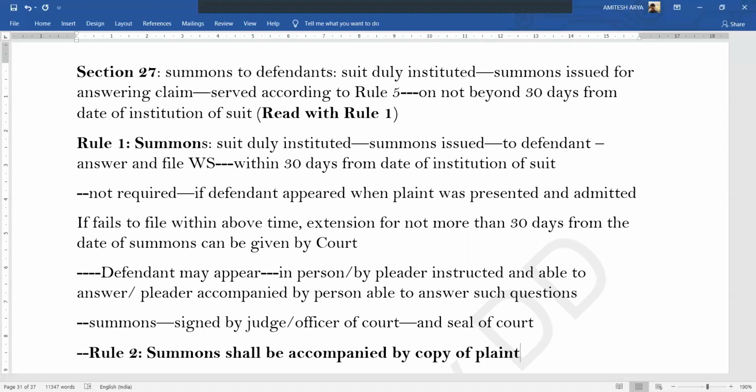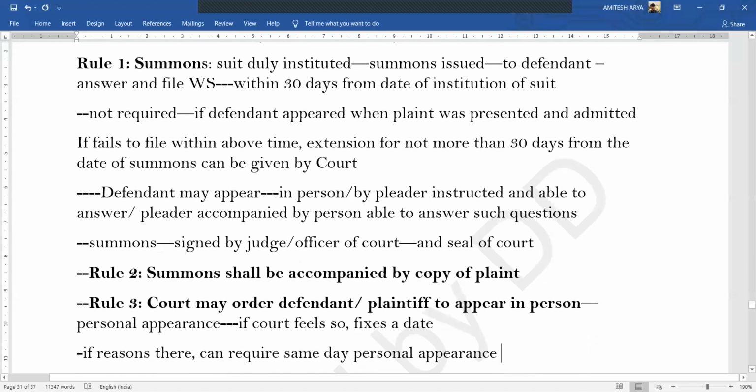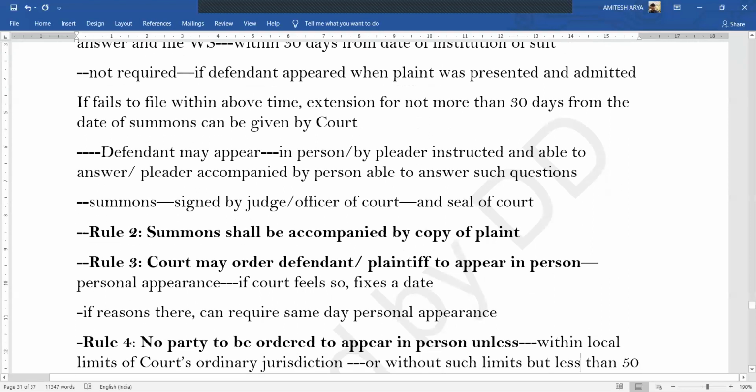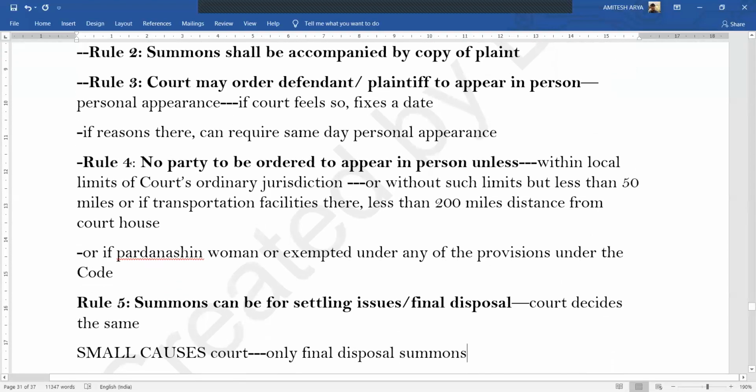Rule number 2 tells you that a plaint should also be there with the summons, so that the party is able to understand why he is being called and what the case is all about. Then personal appearance: we saw that the court can call for personal appearance. Rule 4 is telling when you are not allowed to call for personal appearance, and other sections also tell you what persons you cannot call for personal appearance.